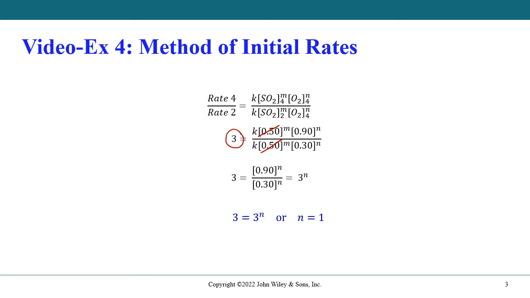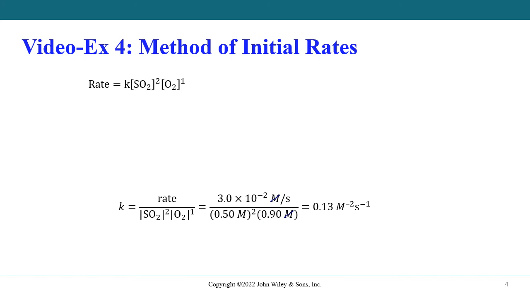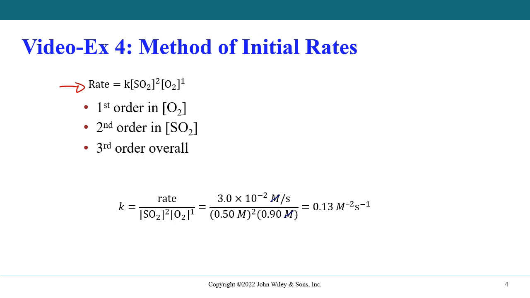So our final rate equation is then what we see on screen here, that the rate is equal to the rate constant times the SO2 concentration raised to the power 2 multiplied by the oxygen concentration. Essentially, that means it is first order in oxygen, it is second order in SO2, and third order overall. Remember, we add the values of the orders to give us the overall order.